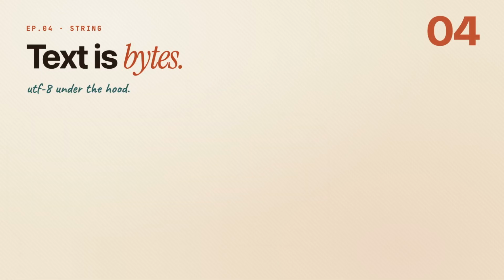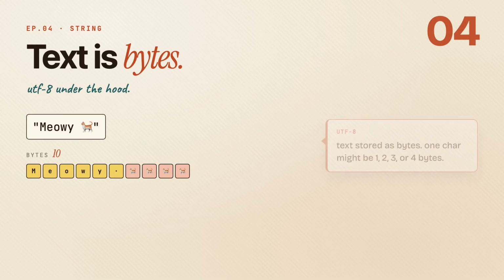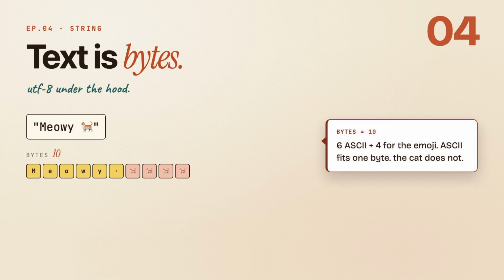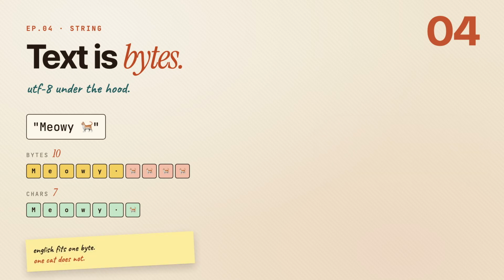Inside, a string is a list of bytes encoded as UTF-8. One character can be many bytes. Take "Meowy" plus a cat emoji: 5 letters plus the emoji. The letters are 6 ASCII bytes, then the emoji takes 4 more, 10 bytes. Over here there are 7 characters because the emoji is just one, and 7 graphemes, 6 letters and 1 emoji.